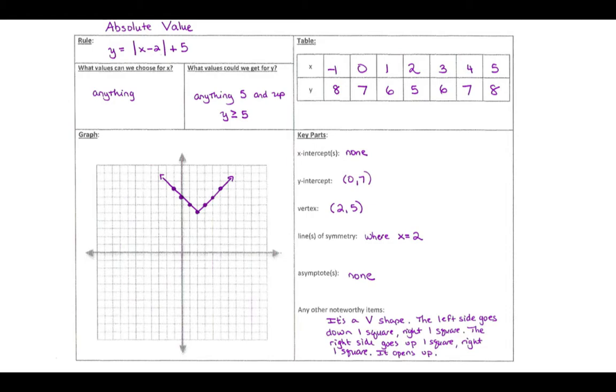And I notice that this V is opening up. Something tells me there's a way to make these V shapes be upside down. So that's an interesting thing to think about. But this one opens up.